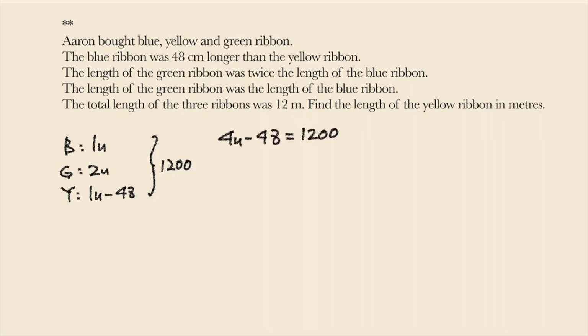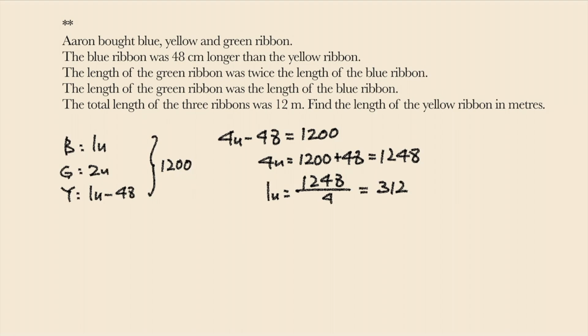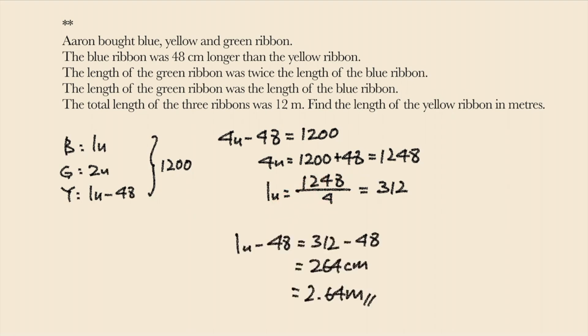Okay, so let's form an equation. 4u minus 48 is 1200. Now just push the 48 to the right side, that's an addition. And 1 unit is derived from taking 1248 divided by 4. Question, what's the length of the yellow ribbon? That's 1u minus 48. Therefore, that's 312 minus 48. And because we've been working in centimeters, we have to convert that to meters by dividing by 100.